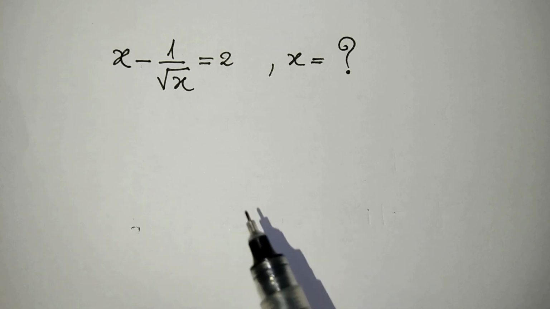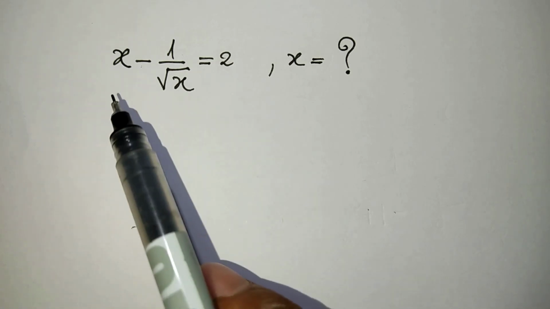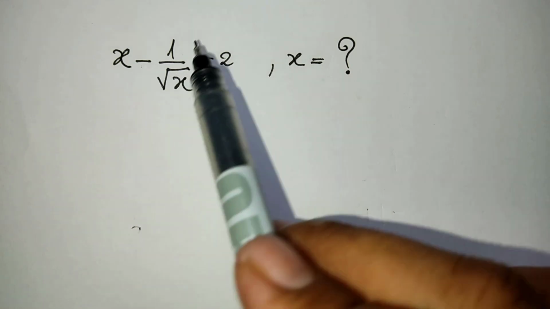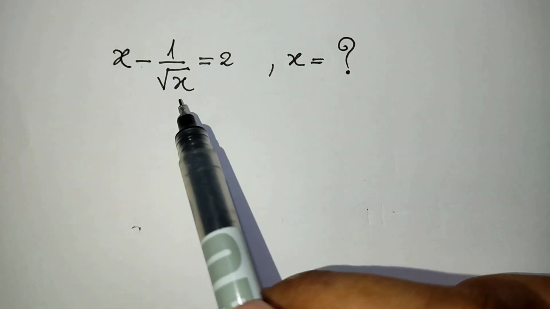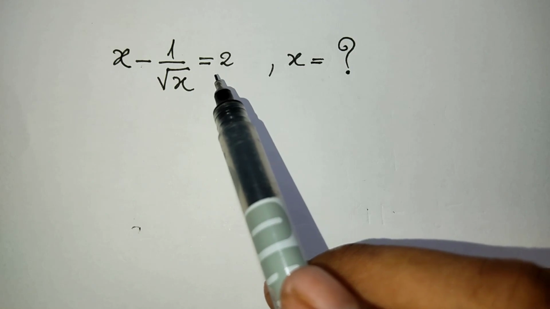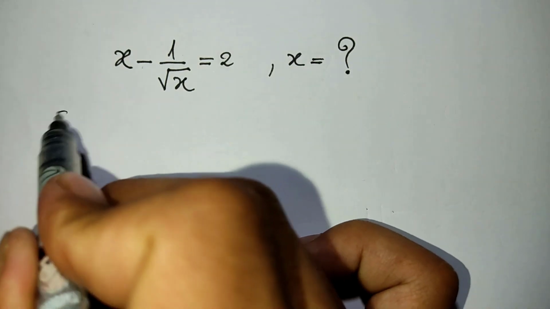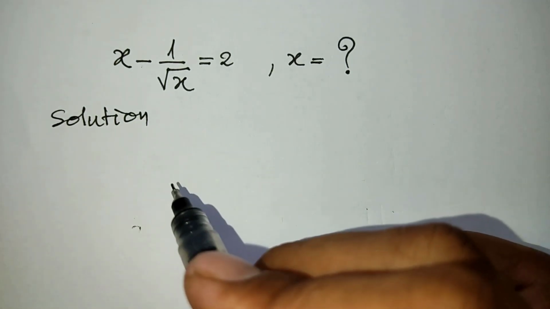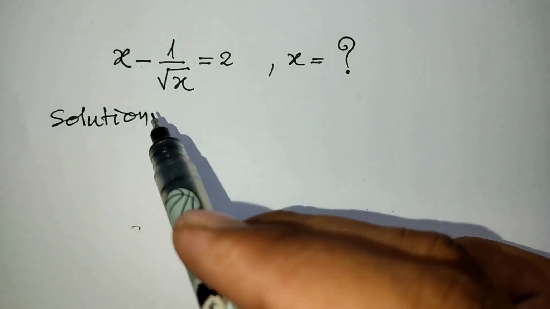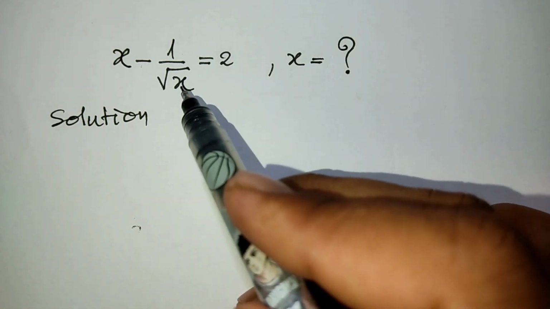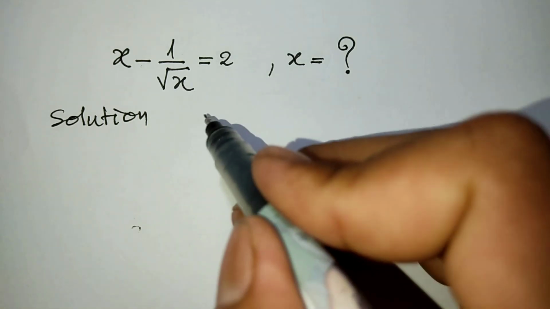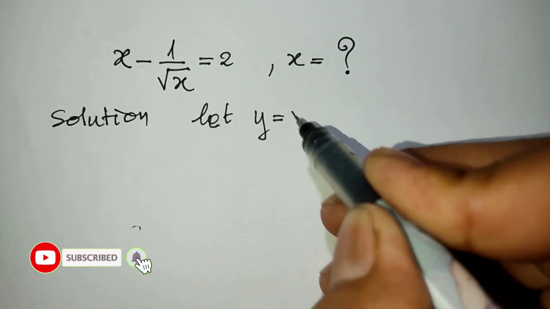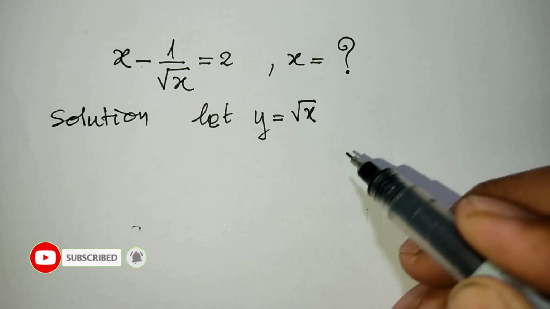In these videos, we are showing you how to solve this equation, which is square root of 8 minus 1 divided by square root of 8 is equal to 2. Now, look at my solution. The first step, we let y equal square root 8.